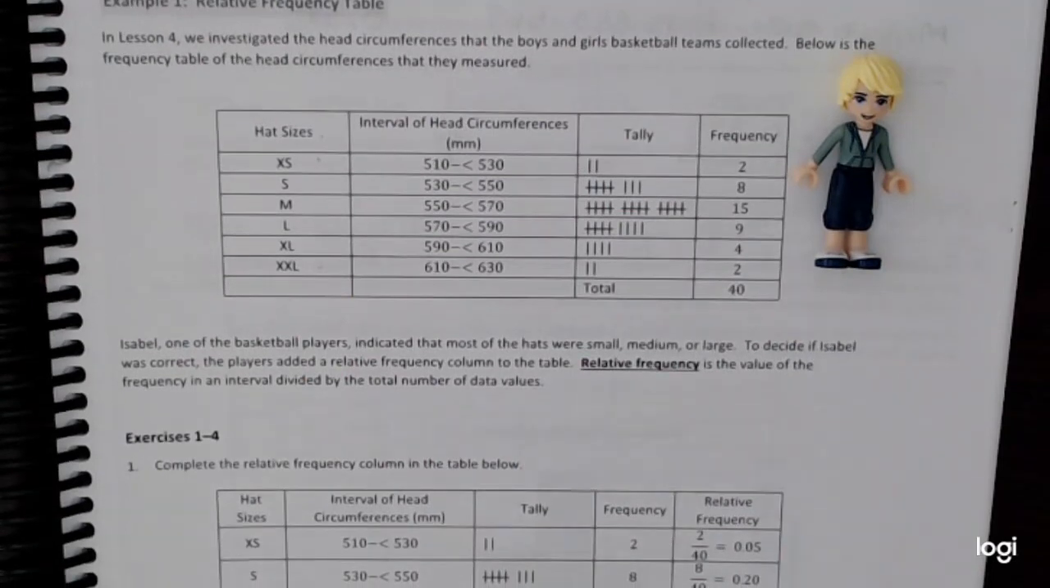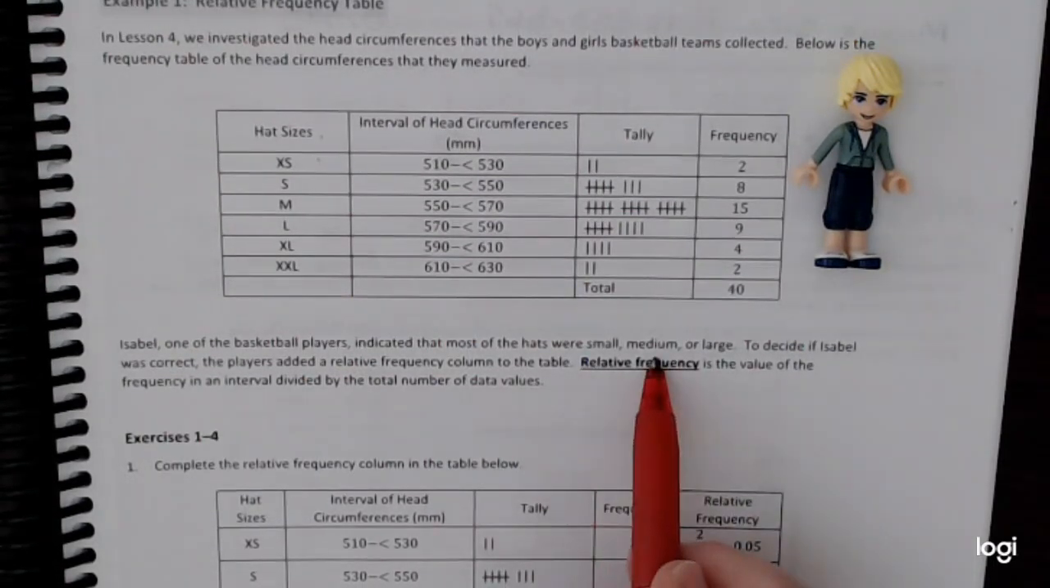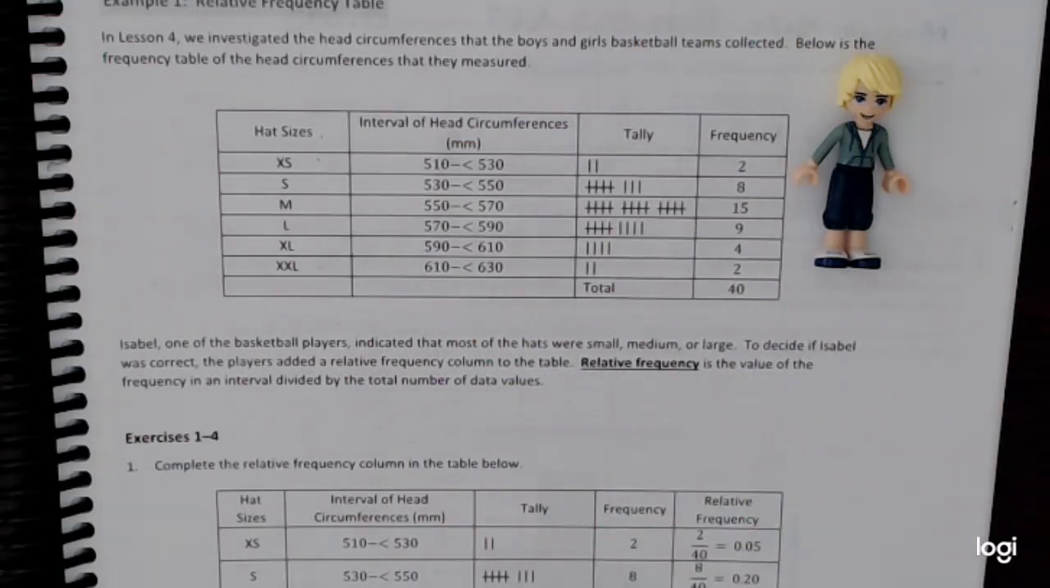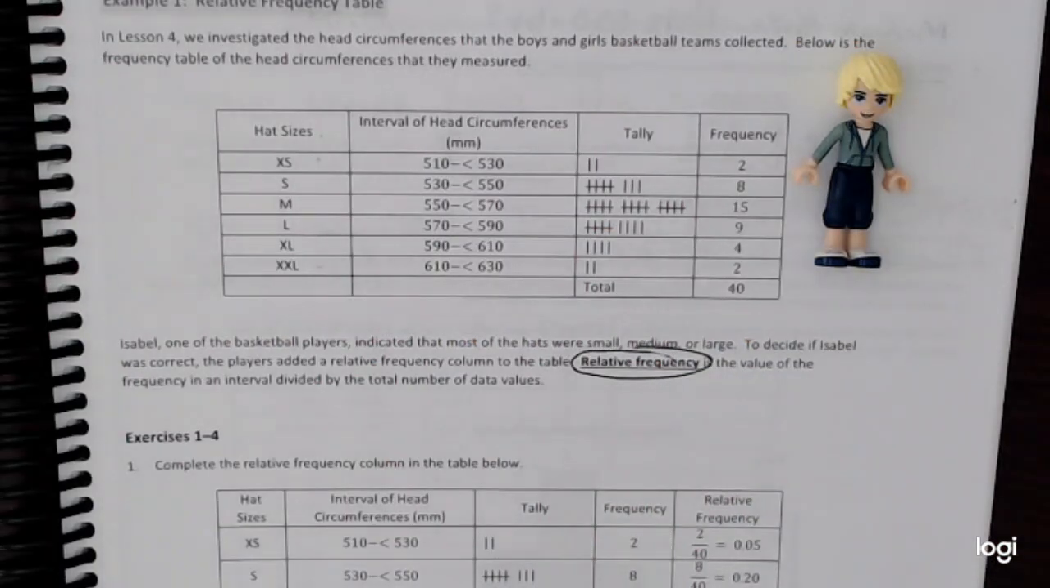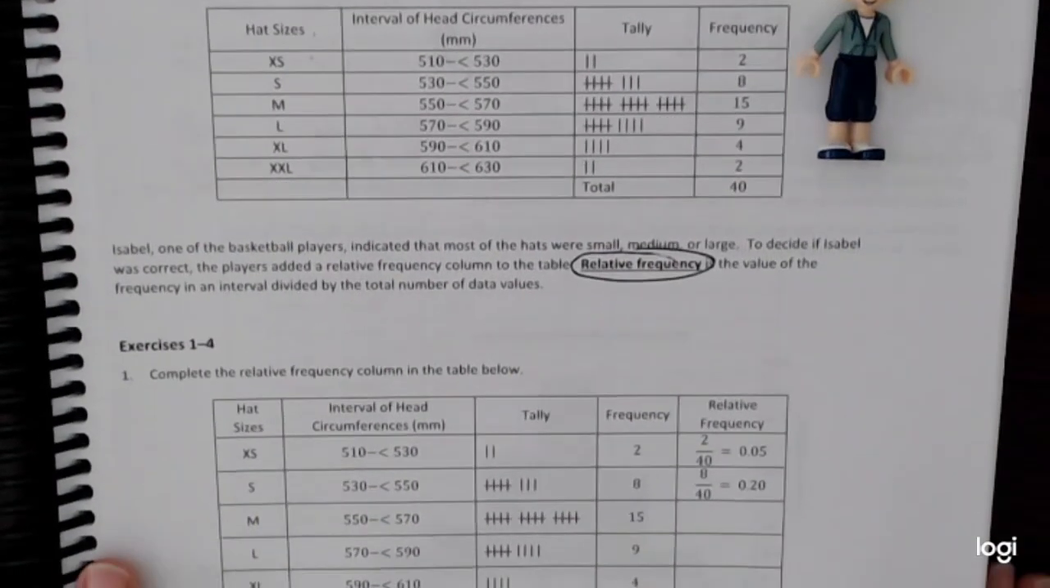Underneath our chart, it says that Isabel, one of the basketball players, indicated that most of the hats were small, medium, or large. To decide if Isabel was correct, the players added a relative frequency column to the table. Relative frequency, we'll go ahead and circle that word there, is the value of the frequency in an interval divided by the total number of data values. All right, let's see if we can understand what that means.